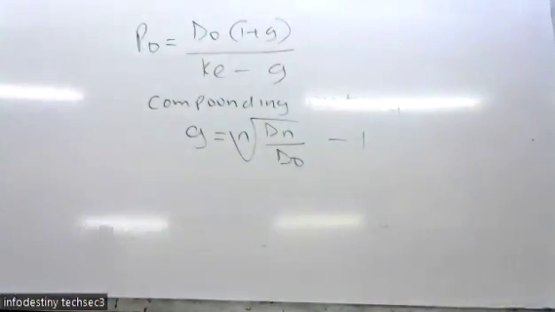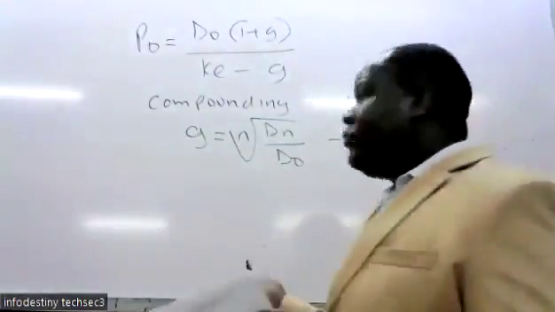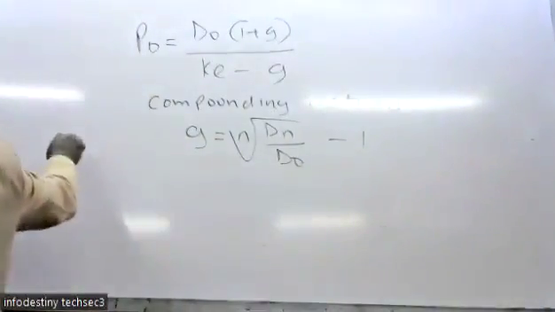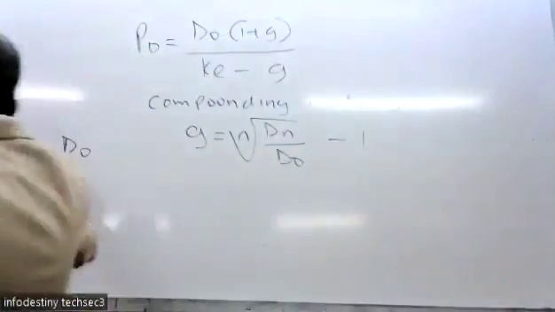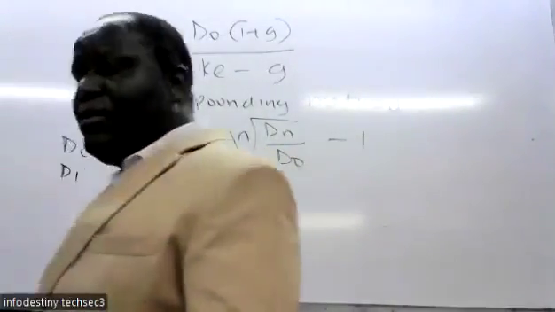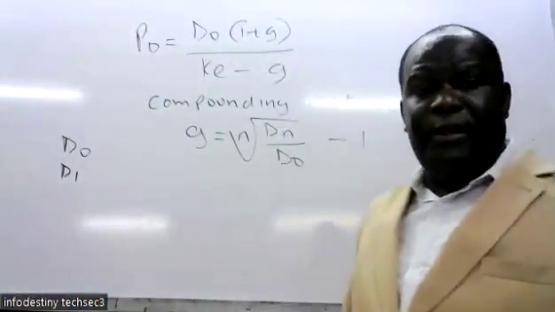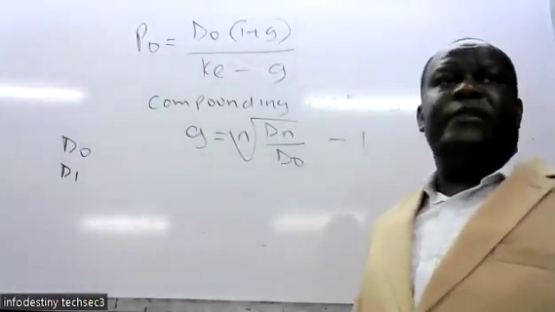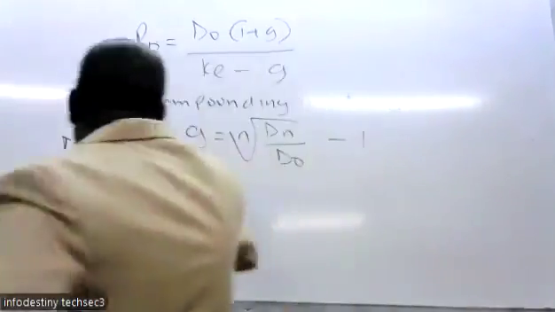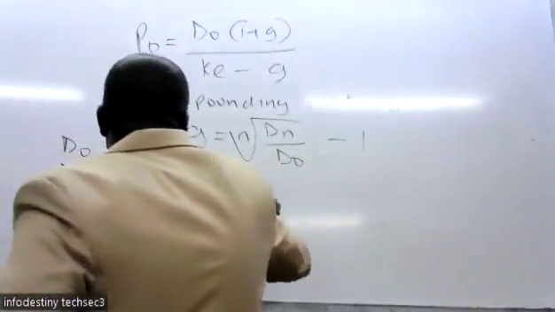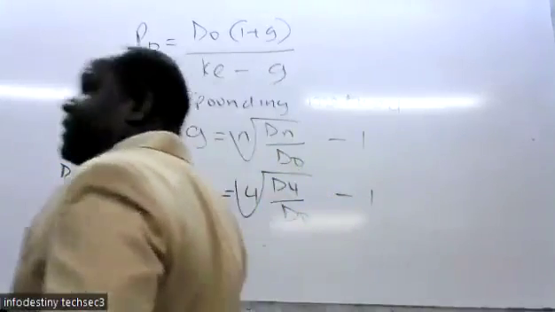So 2013, I want you to name it as D0. 2014 is D1. 2015, D2. 2016, D3. 2017 will be D4. So as per the information given, our n is 4. Then the fourth root of D4 divided by D0, we minus 1 like that.